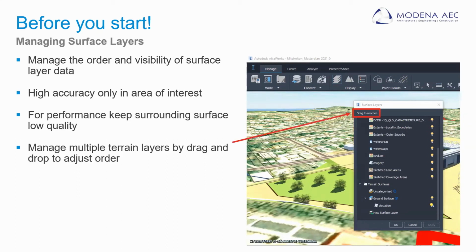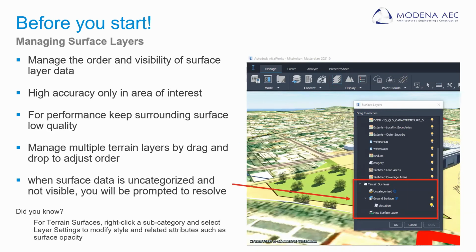And note that whenever importing a new surface, it will be brought in as uncategorized. To resolve this issue, you would have to drag it to the correct directory, for example, your terrain surfaces. From there, it will need to be configured to display in the correct coordinate system. That is very important.